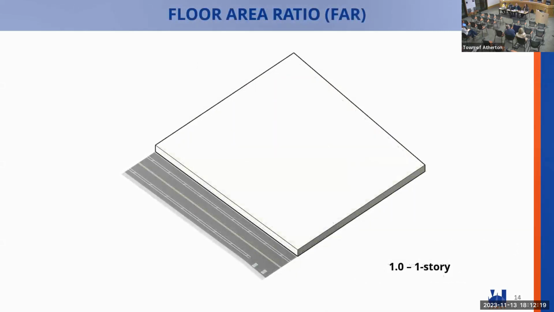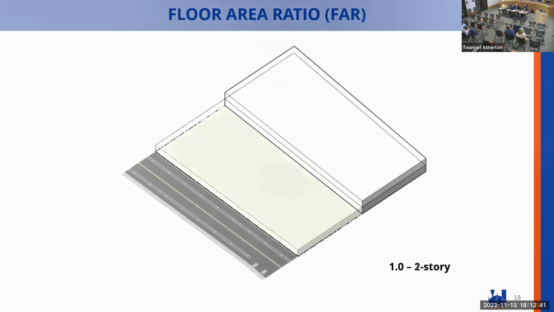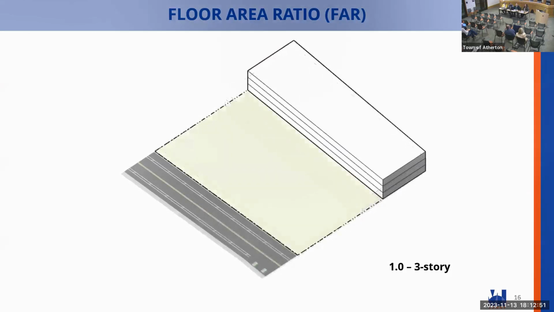Okay. So again, one of the things that we use as a tool is FAR. FAR is just the ratio of the square footage of the building to the square footage of the parcel, the piece of land. So this is 1.0, and it's not a building, it's just FAR. It's like how much square footage you can put on your site. 1.0 on a two-story situation would be like this. You can't cover the whole site. You could still just do two stories, half the site, or three stories. The building would have to be much less coverage, if you will.